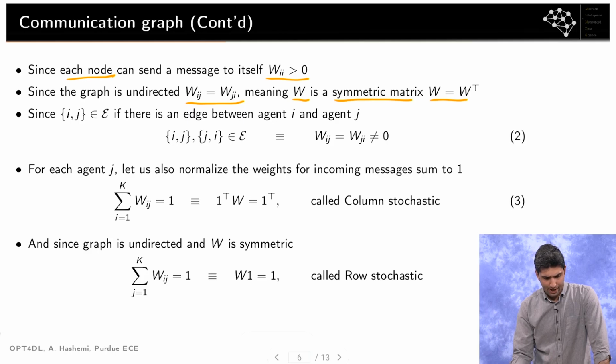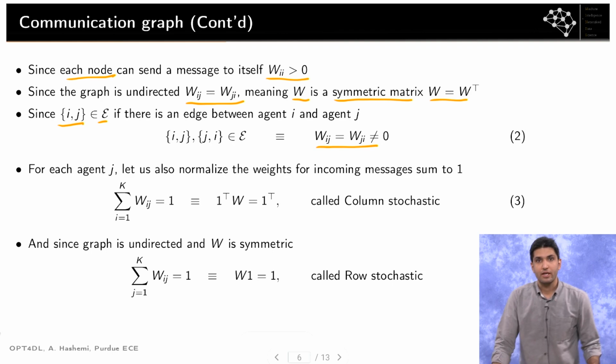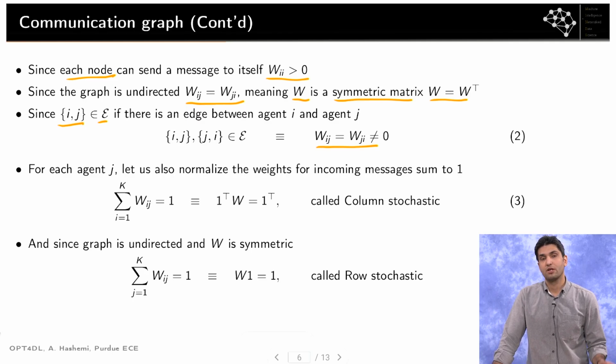Another point is that if ij is an edge, that means that there is an edge between i and j, so they can communicate. So we associate that with a non-zero weight. Therefore, if there is an edge between two agents, they can communicate, so the weight is non-zero. It means that w_ij is equal to w_ji, which is not equal to 0. And if there is no edge between two agents, we can model that by saying that the weight associated with that edge is 0.